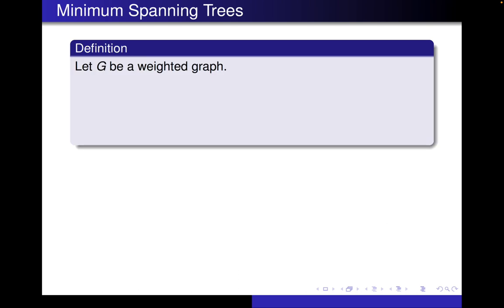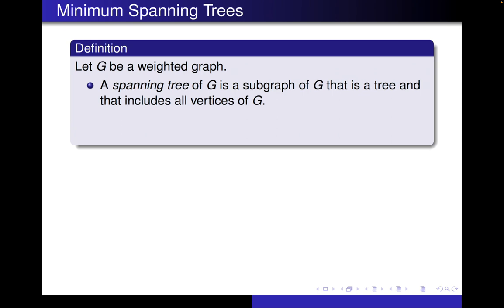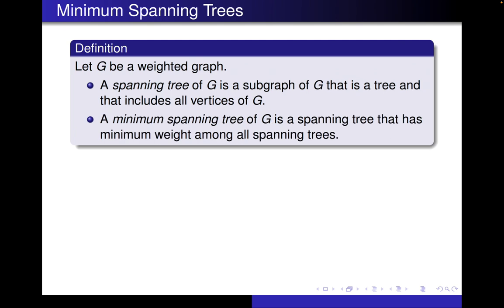All right, so let's let G be a weighted graph. A spanning tree of G is a subgraph of G that is a tree but also includes all the vertices of G. Note that it may or may not include all the edges, but it does include all the vertices. A minimum spanning tree of G is a spanning tree that has minimum weight among all the spanning trees. So that's the one we're looking for that will connect every vertex. It's going to be a tree, so it's connected, but then also has the minimum cost.